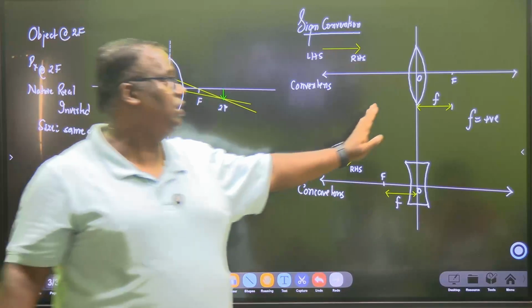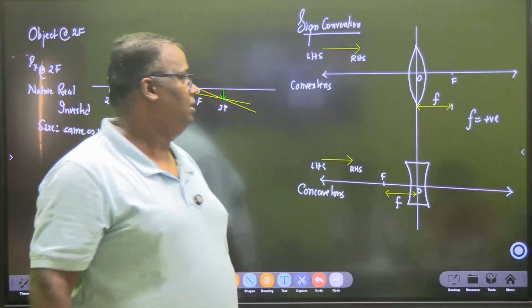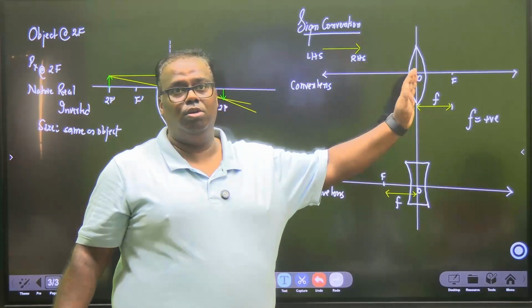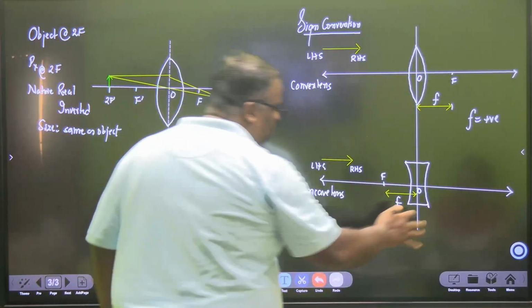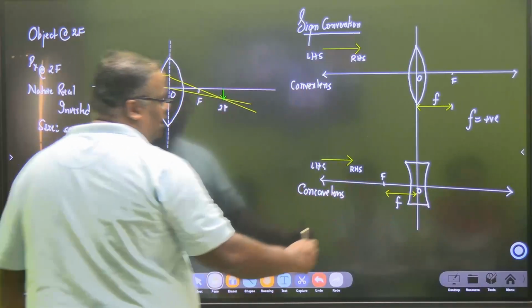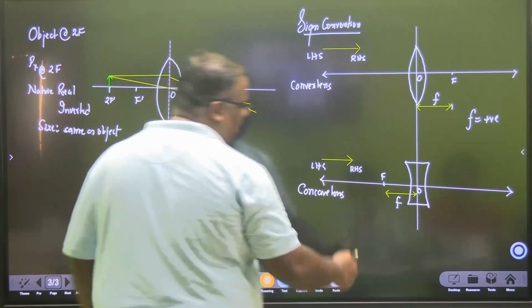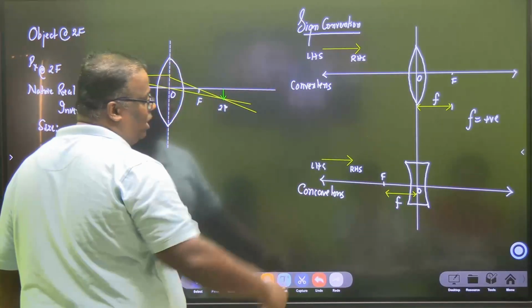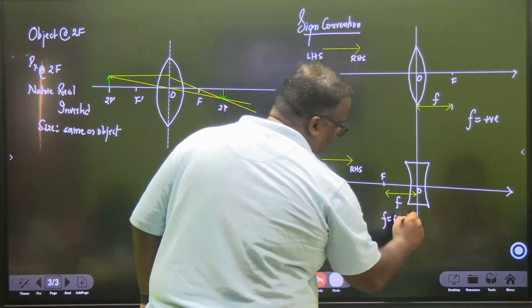Is this understood by everyone? Have you understood this logic? At least say a yes or a no, or put your hands up. This is positive. And when the focal length is measured on this side, it is being measured on the side opposite to the incident ray, or you can assume you're going on the negative axis. So here the F will always be negative.